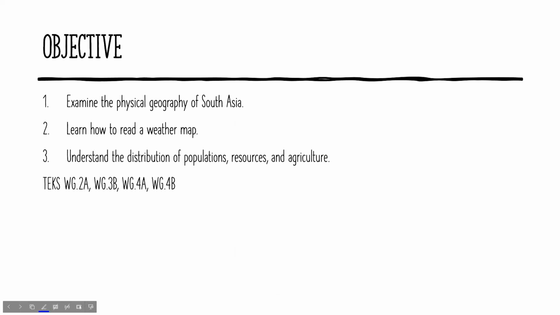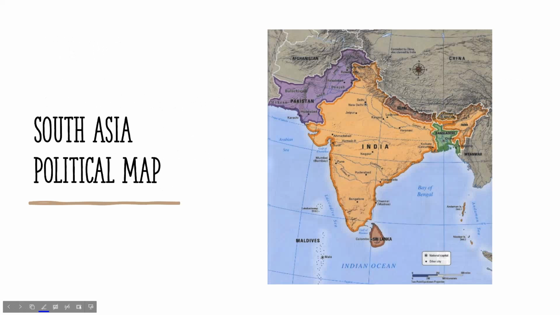Now, the rest of this lecture, we want to examine the physical geography of South Asia. We're going to learn how to read a weather map, and we want to understand the distribution of populations, resources, and agriculture. So South Asia is home to some of the largest human populations in the world. In terms of the number of countries, though, very few countries. The countries that we have here are Sri Lanka, the Maldives, India, Bangladesh, Bhutan, Nepal, and Pakistan.